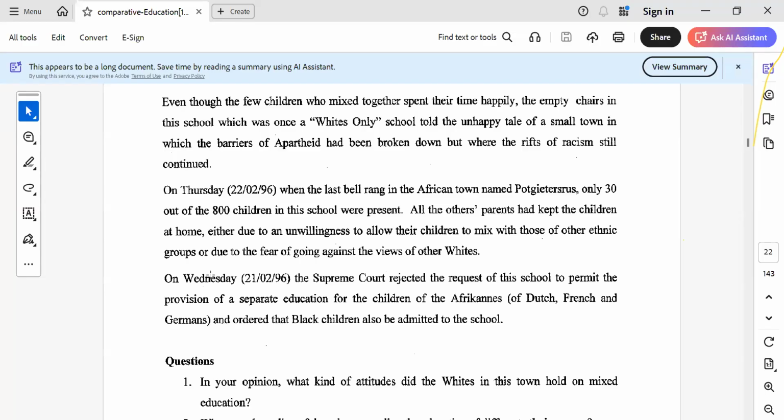So prior to the date, right, they had requested that this school could have only the whites, not the non-whites. But anyway, the Supreme Court rejected that, and they ordered that blacks also be permitted to the school, right?